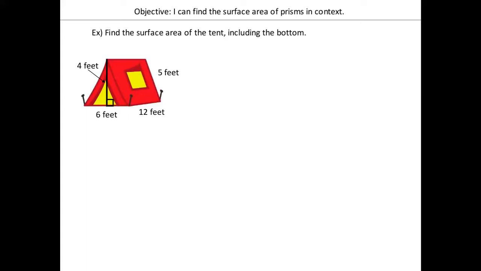So looking at my first example here, it says to find the surface area of the tent, including the bottom. So we're going to include all surfaces. So if I think about the net here, what shape is my base? My base is actually this front, right? There are going to be two of them that are equal. So the front and the back are both going to be triangles. It's kind of hard to see because it's filled in, but the triangle is going to be the base.